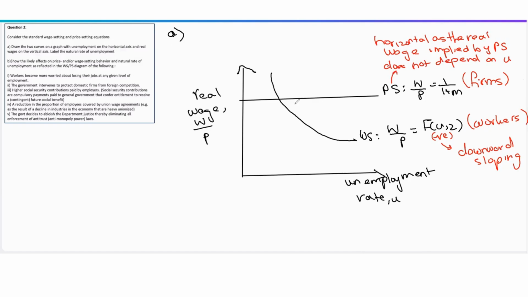Now we know equilibrium occurs at the point of intersection, where WS is equal to PS, because at this point the real wage firms are willing to pay is equal to the real wage workers demand. So this is going to be U_N. This is our equilibrium where WS is equal to PS, and this gives us the unemployment rate equal to the natural rate, and we know the real wage is 1 by 1 plus M at this point, given by the price setting curve. So this was our first part. We wanted to plot the WS-PS model.